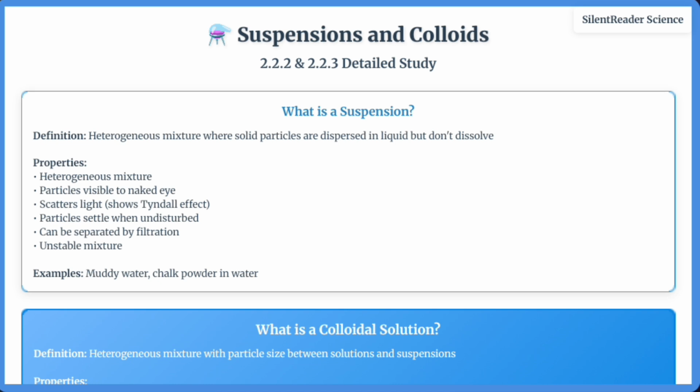Colloids, on the other hand, are special heterogeneous mixtures that appear homogeneous. Their particles are smaller than suspensions but larger than solutions. They show strong Tyndall effect, don't settle, and can't be filtered normally. Milk, blood, ink, and fog are all colloids. The Tyndall effect is why we can see sunlight beams in forests or projector beams in dusty rooms.